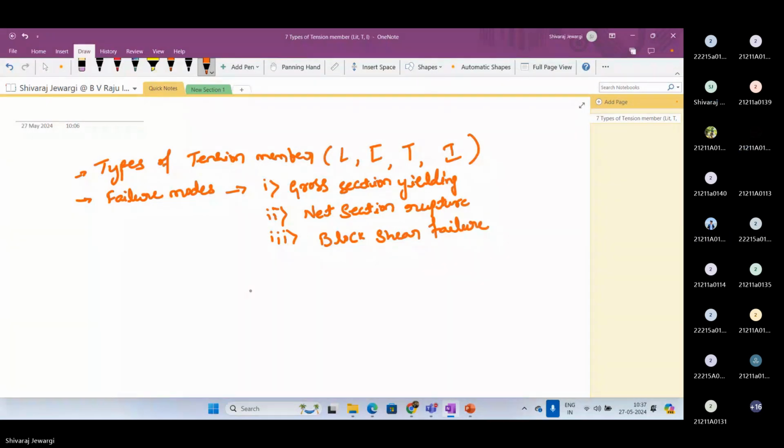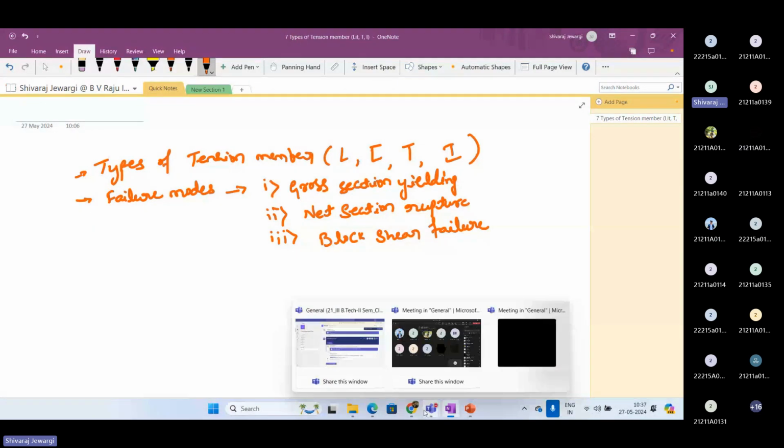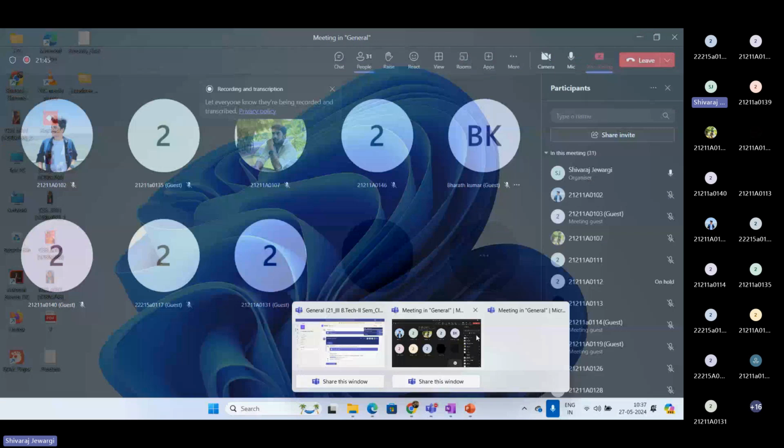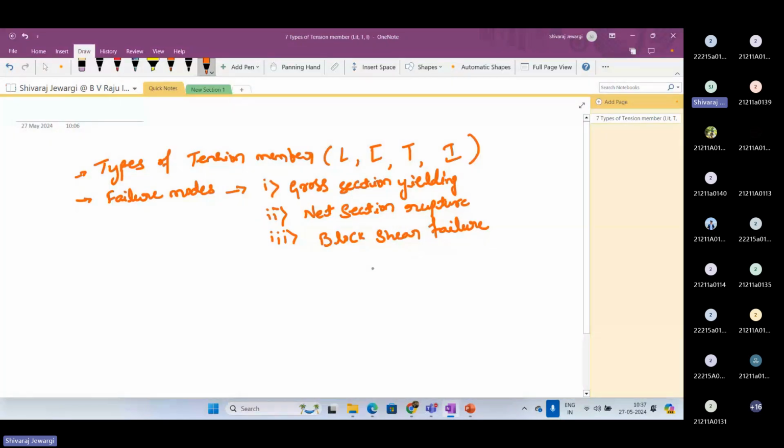Okay, fine. So these are the three different failure modes, as we discussed in the previous theoretical offline classes, right? Based on this, we have discussed all the formulas. What is the formula to calculate the strength due to cross section yielding? That is nothing but Tdg, right? Similarly, the net section rupture. Here we have discussed the formula for net section rupture, that is Tdn. Again, the formula is different for plates and for angle sections.